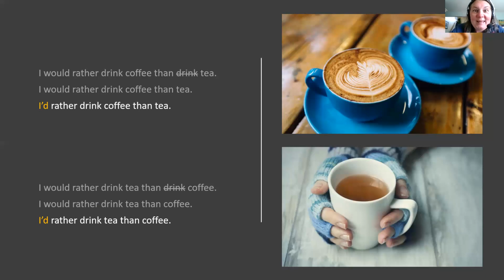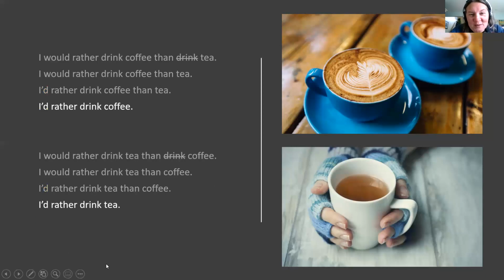Except wait, there's more. Remember, if we're speaking like Americans, we definitely love to make shortcuts. And so sometimes we'll even drop off the comparison part. Which would you rather drink, coffee or tea? I'd rather drink coffee. I'd rather drink tea. And if we're really being honest, we don't even bother with I'd rather drink. We would just answer coffee or tea. But in this case, we need to know this construction. That's the important part.